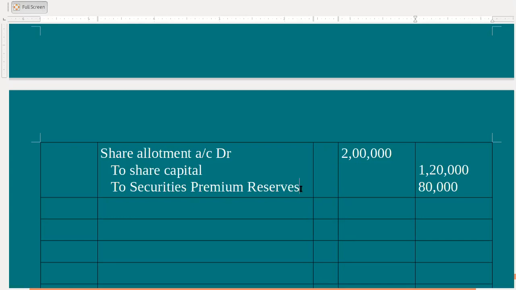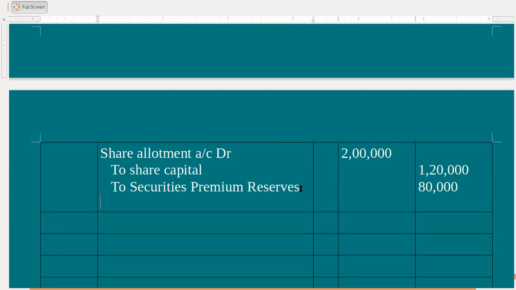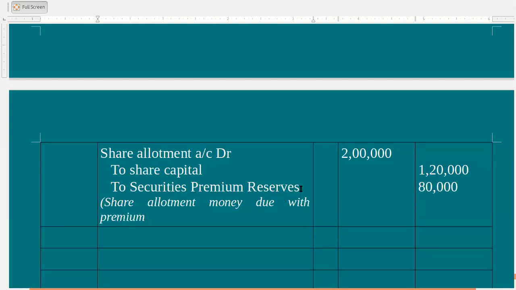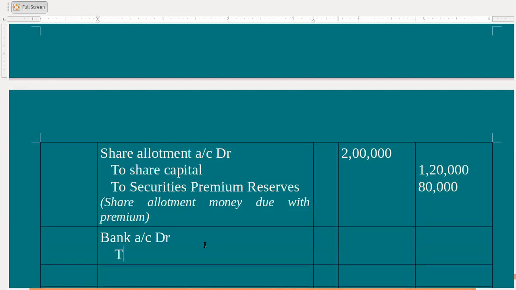Very good. And what narration can you provide here? Share allotment money due with premium. Okay, very good. So allotment money is due. And what will be the next journal entry, Shana Yasmin? Bank account debit to share allotment. That's all.